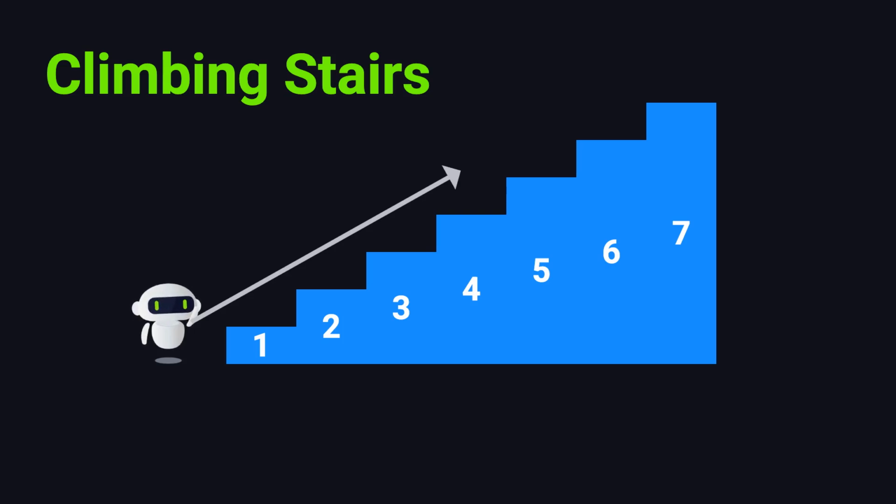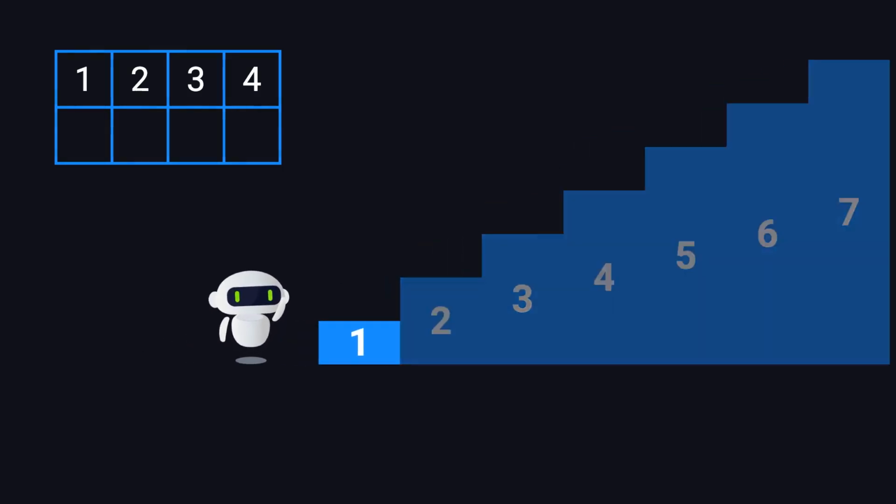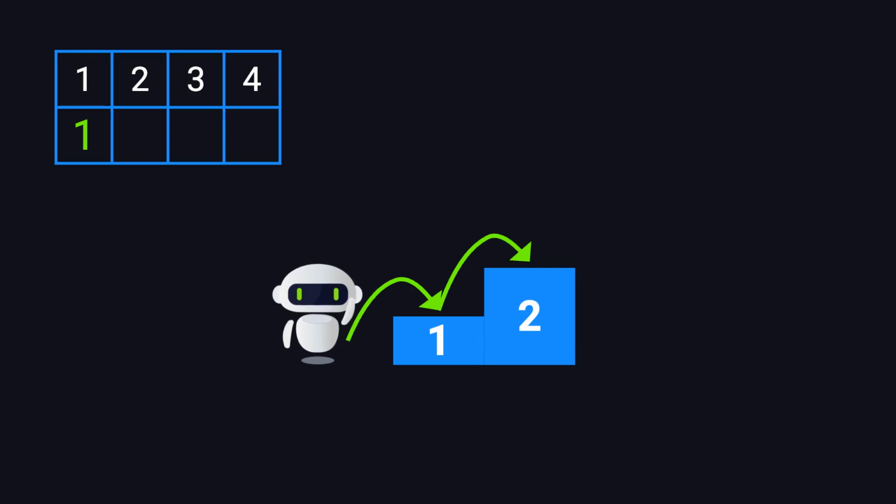To make things easier, we can draw a small table and keep track of the number of ways to climb the first few steps. If there's just one step, there's only one way to reach the top. Take a single step. If there are two steps, you can either take one step at a time or jump two steps at once. So that's two ways.